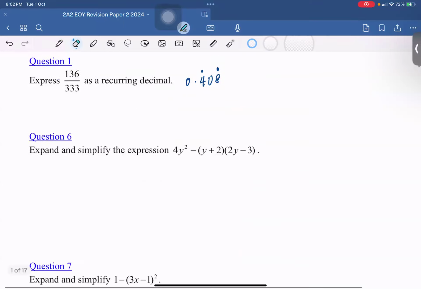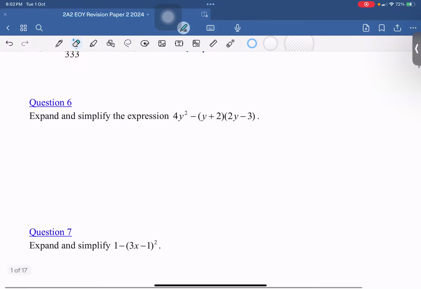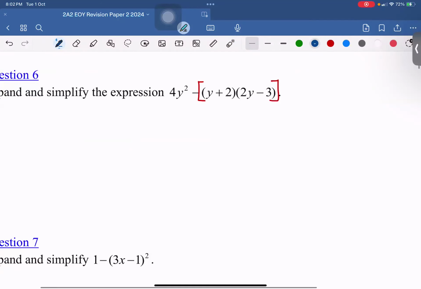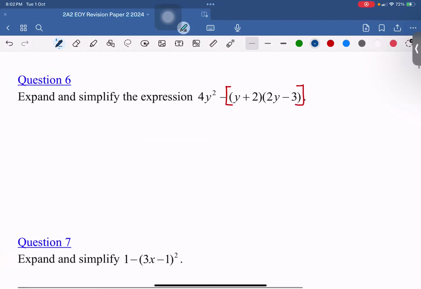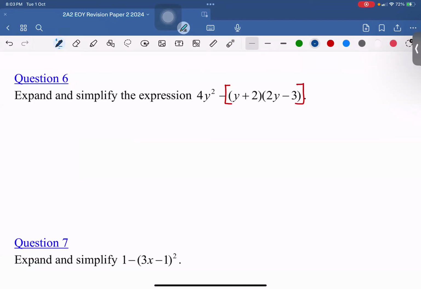Okay, next one, expand and simplify the following expression. So inside here, we have a couple of things that we need to take note. Number one, this is subtracting this portion. There's a subtraction sign. So please add on additional big brackets for yourself because there will be a change in sign later. Okay, and in this case, what do we have? We expand this portion. So I keep my 4y squared minus, I need to expand the one inside first.